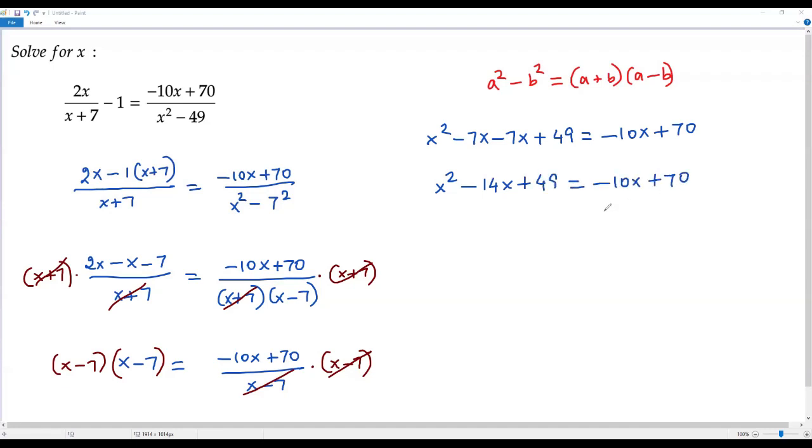Now we actually have a quadratic equation in the variable x. To solve this quadratic equation for x, I have to write the quadratic equation in standard form.